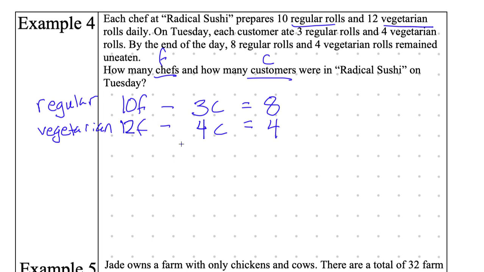You have now set up your two equations, and that is the hard part. Once you set up the equations, we know how to do elimination. We know how to do substitution. It's still kind of hard, but the hardest part is getting those equations set up.